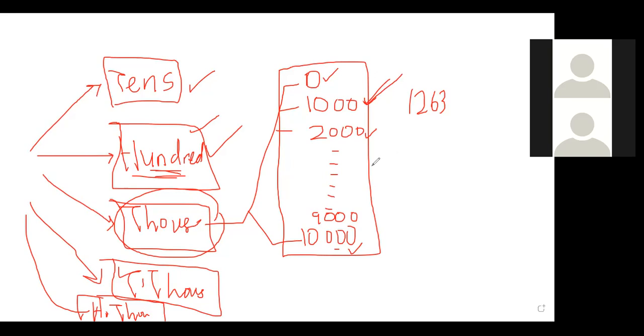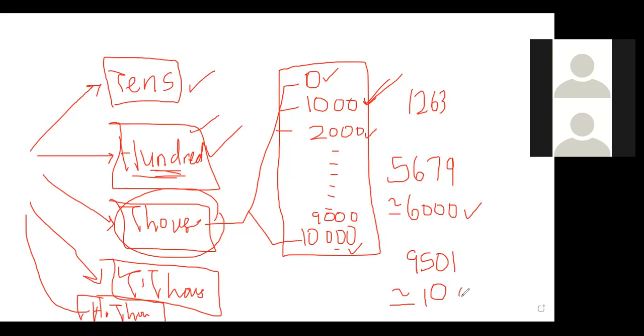Okay, good. What about 5,679? Where will it go? Very good, 6,000. Okay, well done. What about 9,501? Where will it go? That's right. It would go to 10,000.